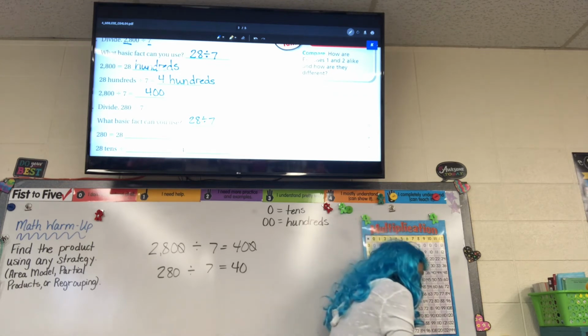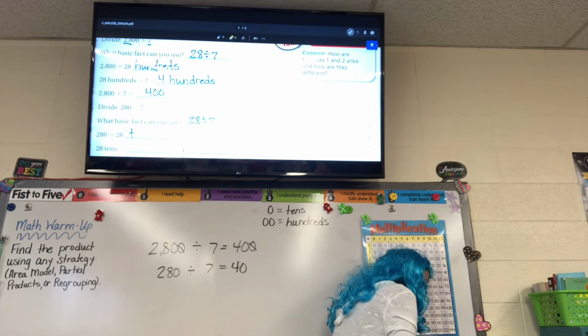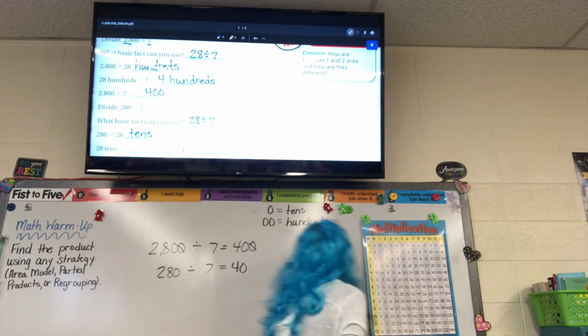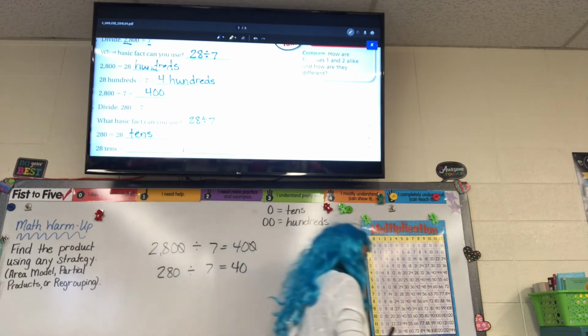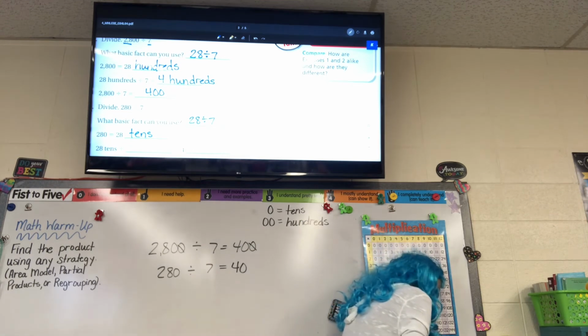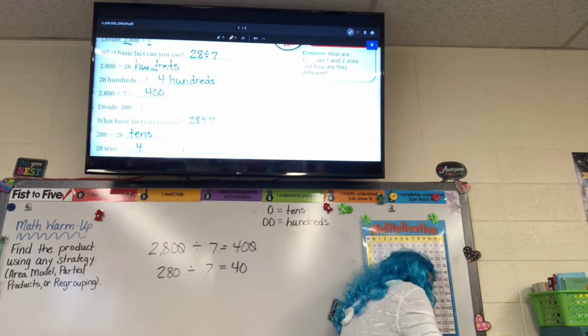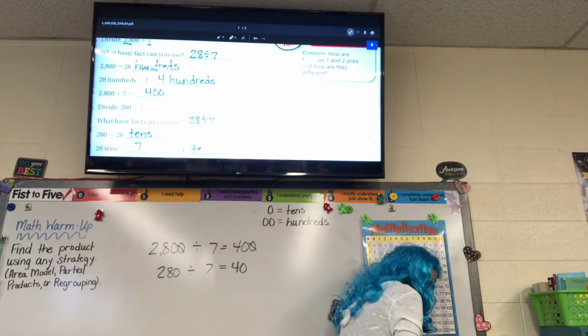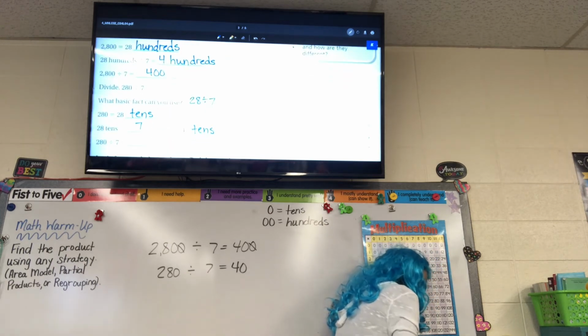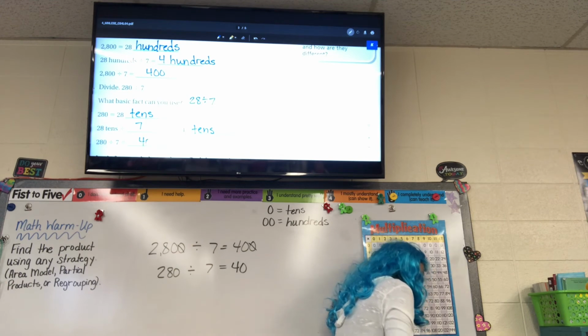10. Remember, if you've got 10, it's the word tens. 28 tens divided by 7. Oh, sorry, it should be a 7 there. 28 tens divided by 7 equals 4 tens. And 4 tens is the same as what? 40. 40, good.